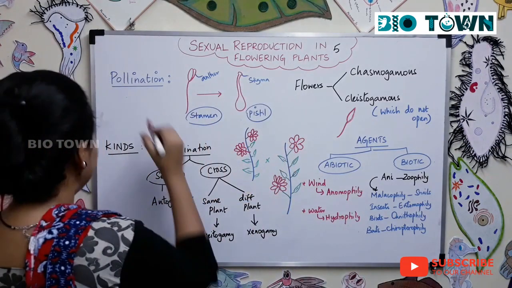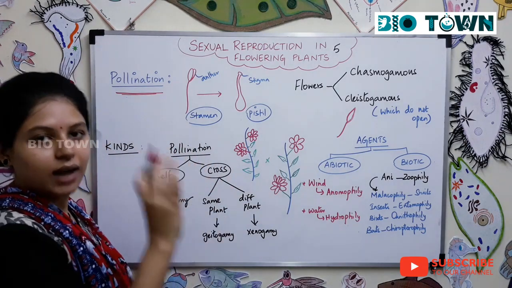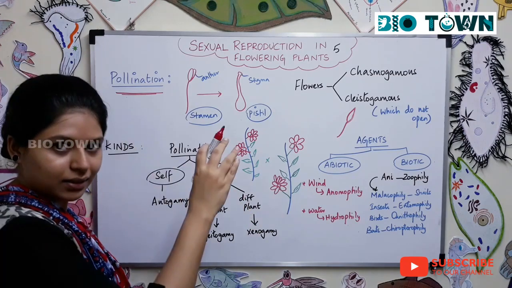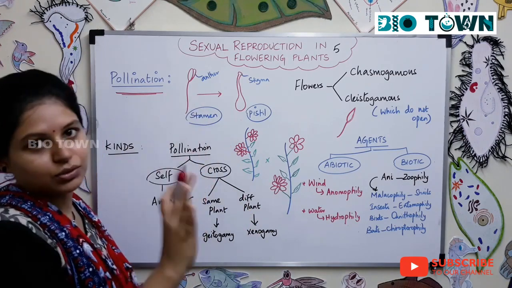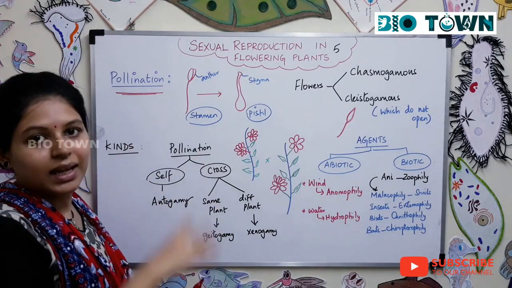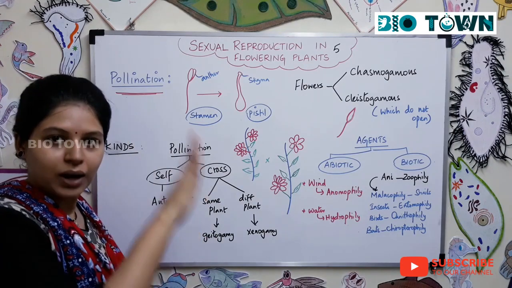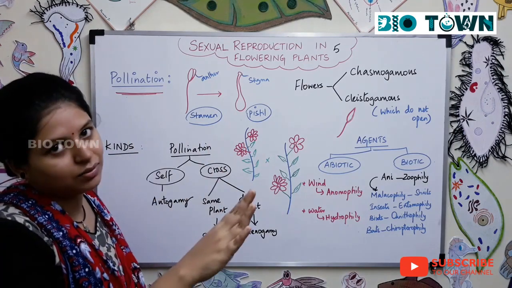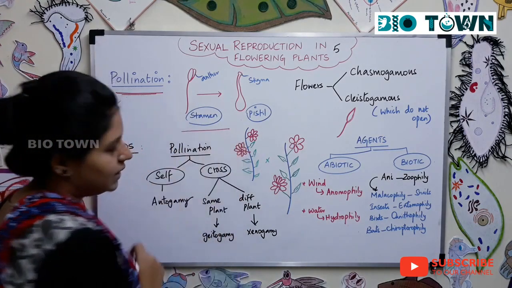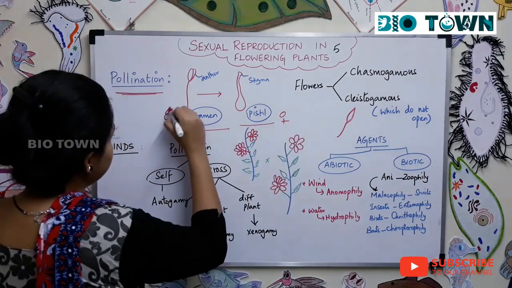Yes. Now pollination. So now what exactly is pollination? The transfer of pollen grains from the anther to the stigma is called pollination. In other terms, there has to be an interaction of the gametes from one flower to the other flower. Alright. So a male flower, you call it a staminate flower. A female flower, you call it a pistillate flower.